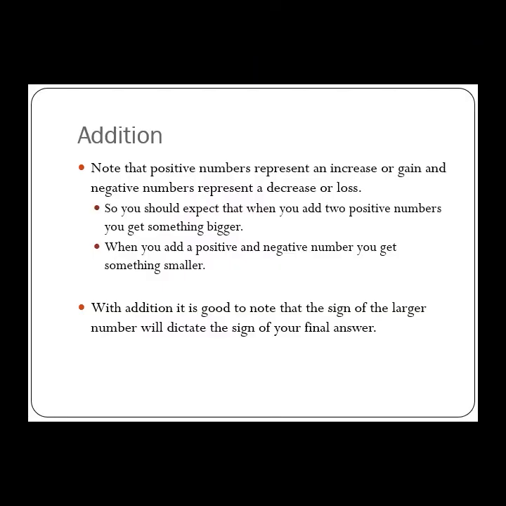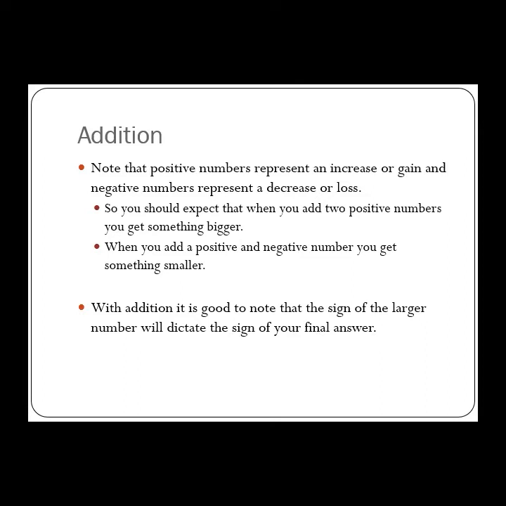In addition, we're going to be working with signed numbers, so positive and negative numbers, and the negative will represent a decrease or a loss. If you're a kinesthetic learner, somebody who likes movement, we're going to be talking about moving backwards for negative and forward for positive. Some of the number sense issues: if I add two positive numbers, those are both increases, I should get something bigger.